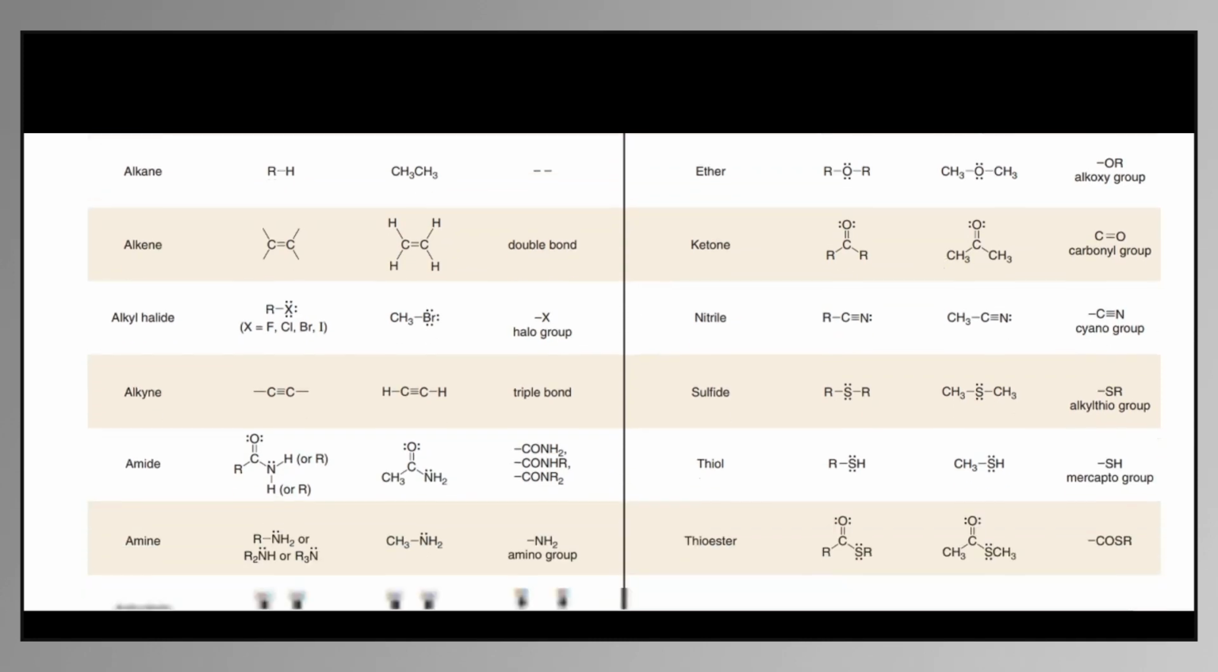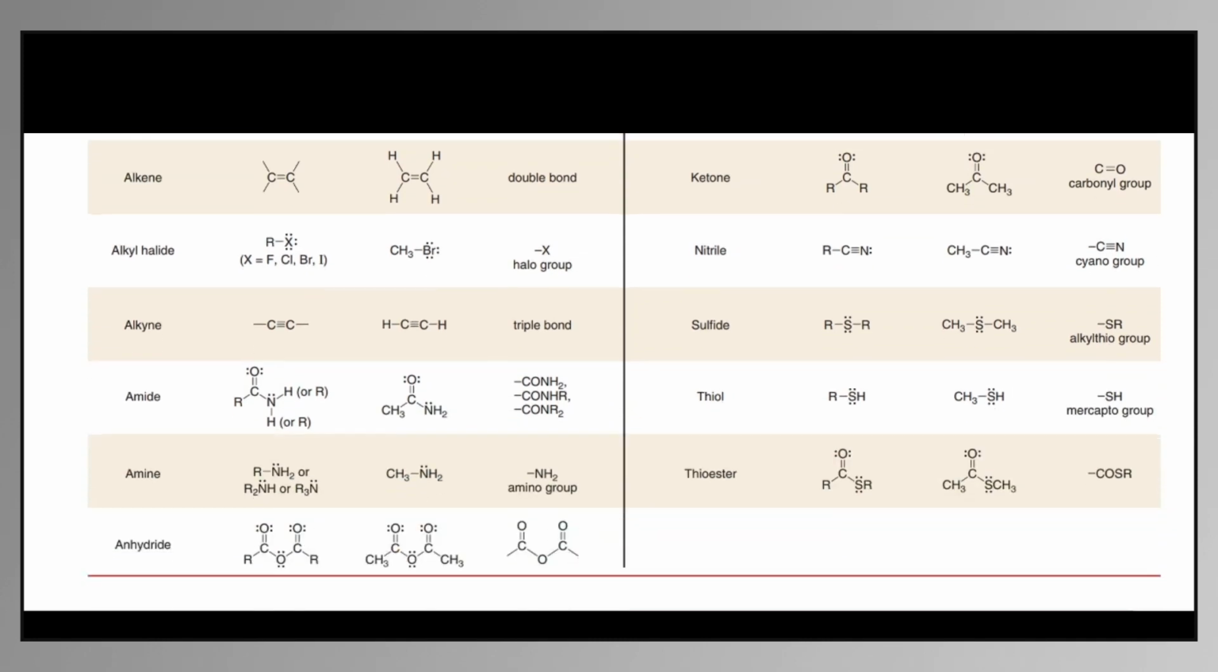Let us go down to alkyl halide. Alkyl halide, alkyl obviously R, and then halide could be anything. Fluorine, chlorine, bromine, iodine. So if it is this, it would be methyl bromide because I have used bromine. Similarly, you can have chlorine and you can have iodine or fluorine. So alkyl halide is RX. This is a halo group there, halogen group is there.